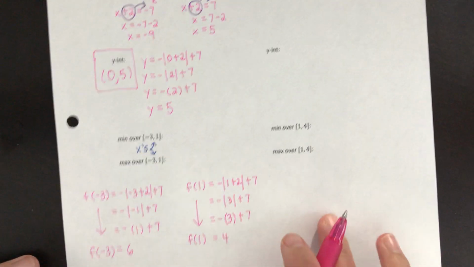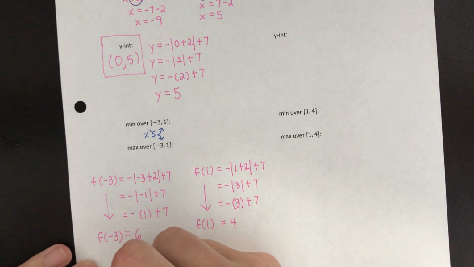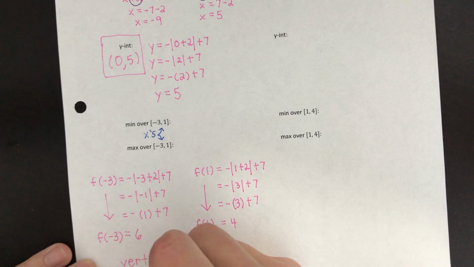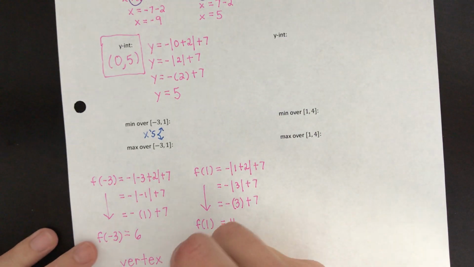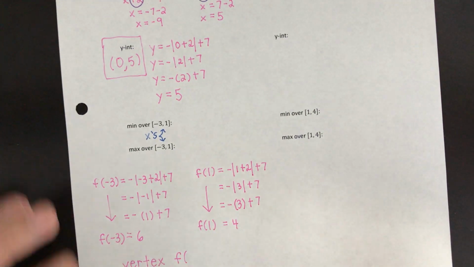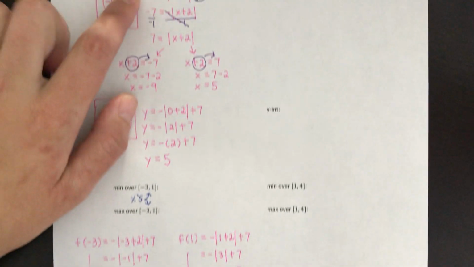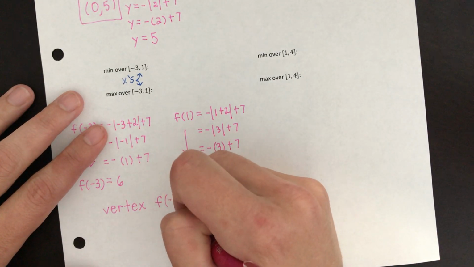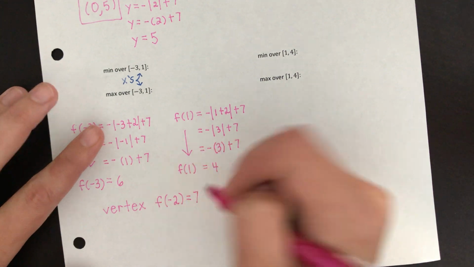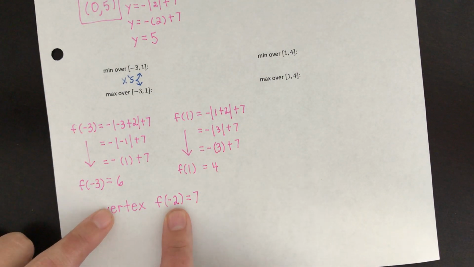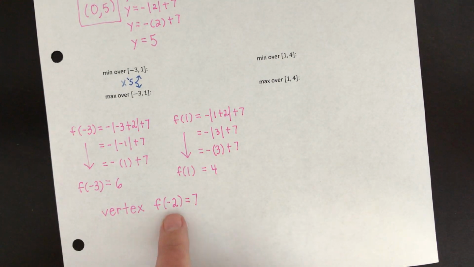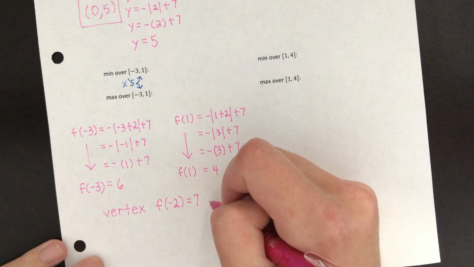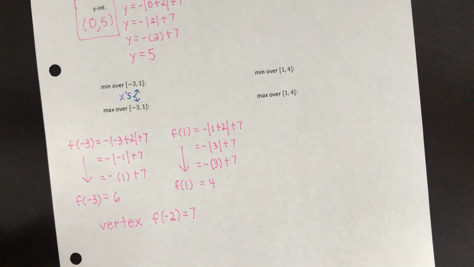So here's what I want to remind you. First we're going to say the vertex. The vertex is, hopefully you know, the ordered pair -2, 7. So we're going to write that using function notation: f of -2 equals 7. So the vertex, which is f of -2 equals 7, is that ordered pair. Is it or isn't it in the boundary? Here's why you need to know.